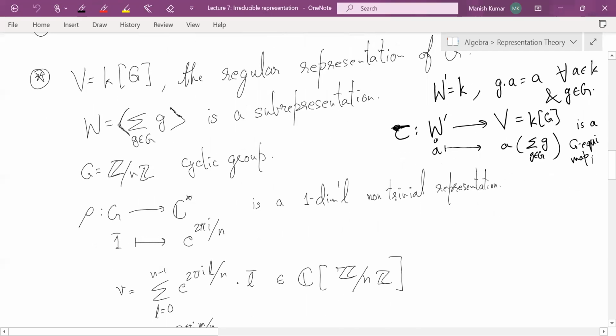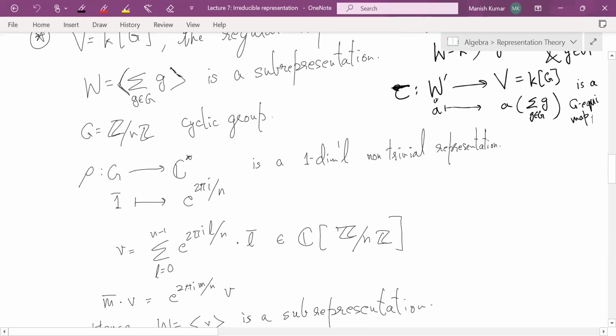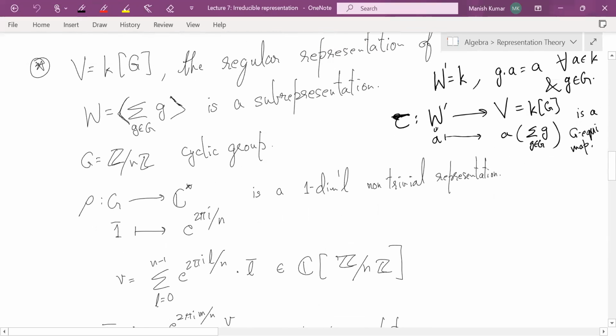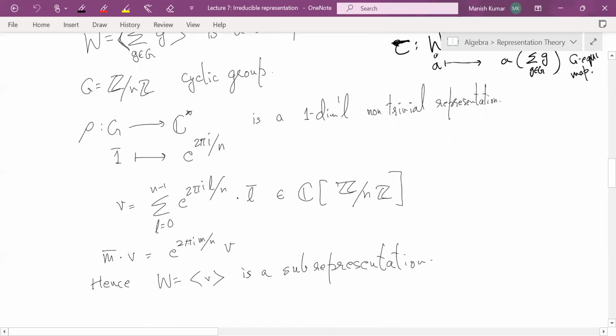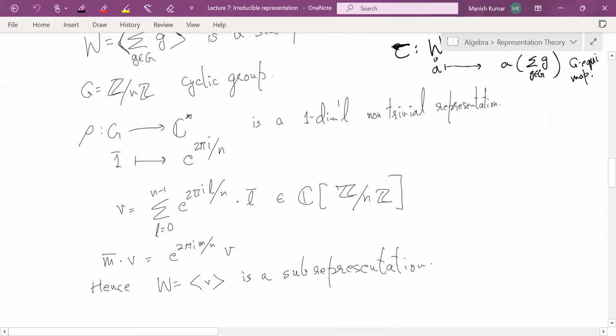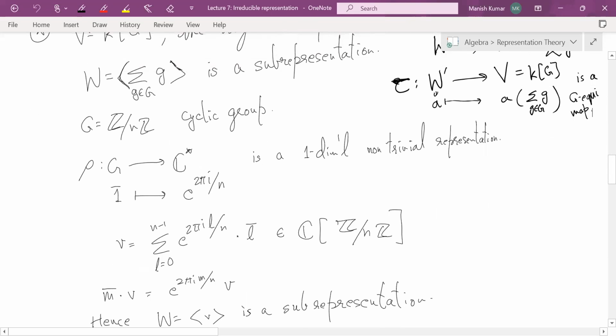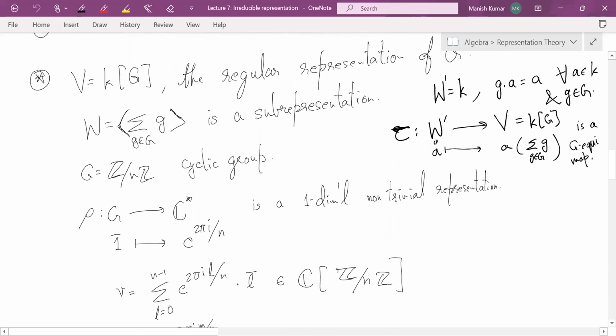So we should figure out how this appears. Now I'll tell you how. That means there should be a G-equivariant map from this representation, the representation rho, to KG. The way to do it is to pick out the right one-dimensional space. You take this vector v to be the sum of e to the power 2 pi i l over n times l bar. This is how a typical element of KG looks.